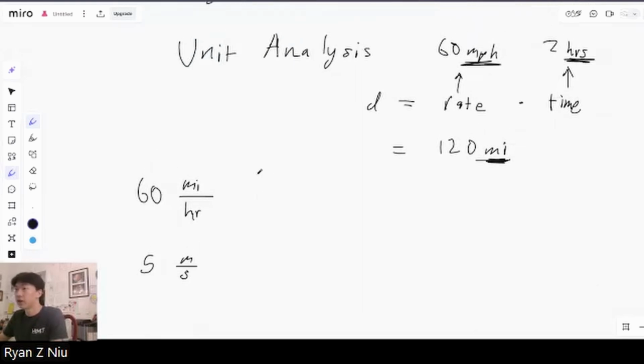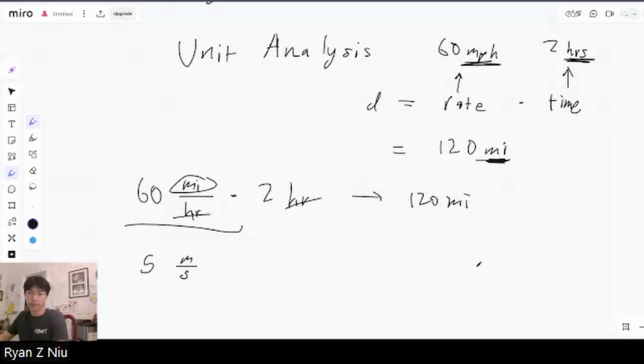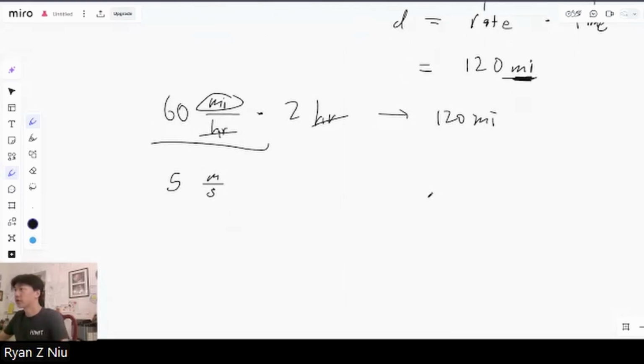And the idea here is that it becomes really clear what we want now, because if we multiply this 60 miles per hour, right, by our 2 hours, essentially what we can do is cancel out the hours, right? And now all we're left with is 120 and the miles, right?